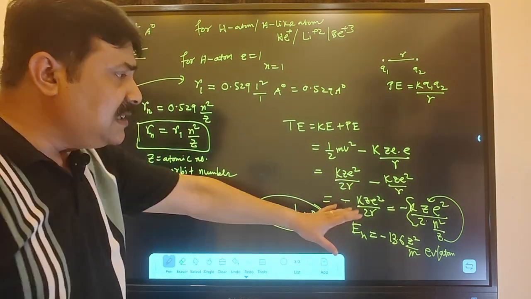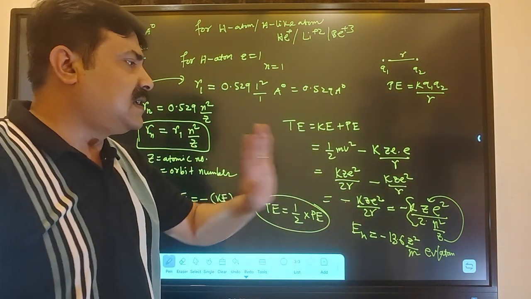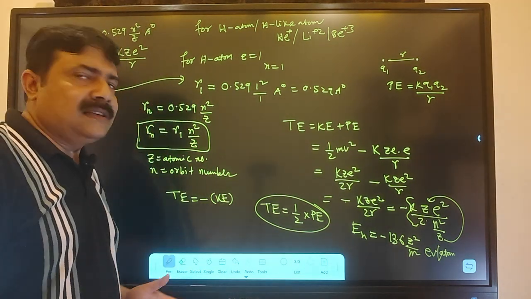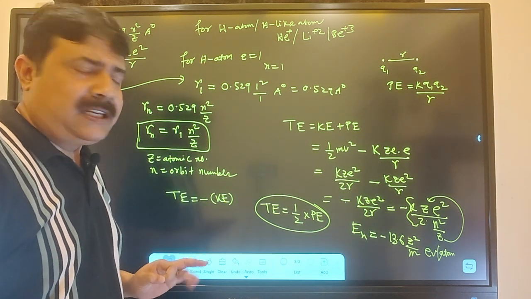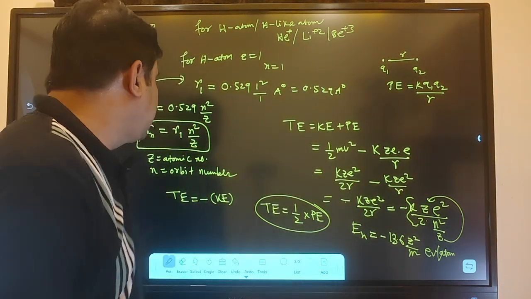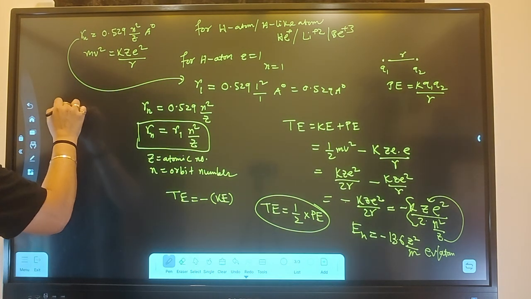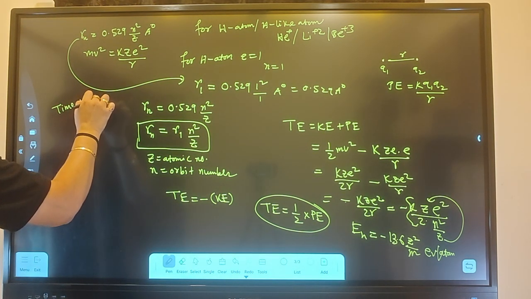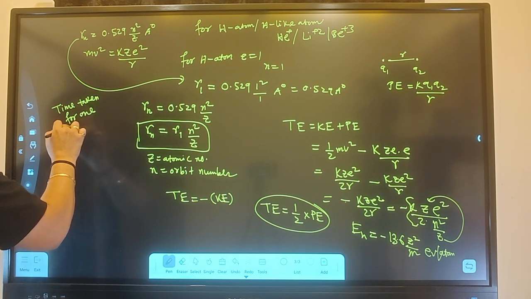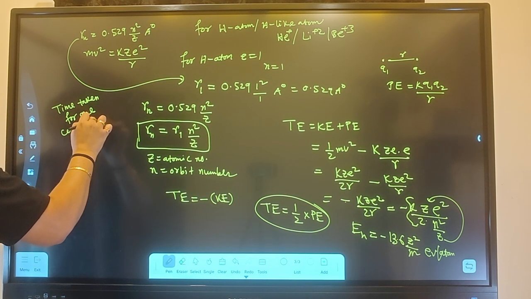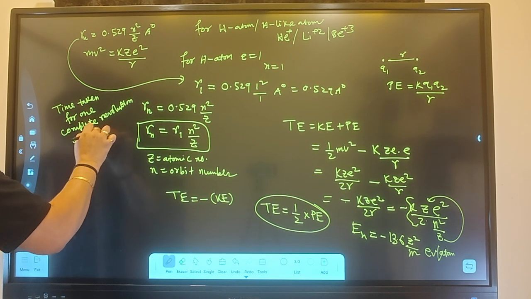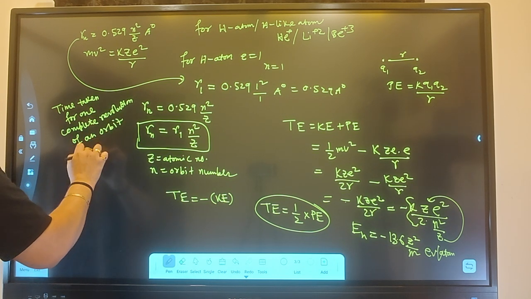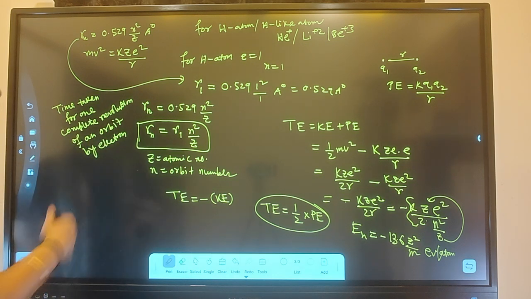Now this is the very basic idea we discussed: energy expressions, radius of the nth orbit, how potential energy and total energy are connected. All those points I told. Now the last important point: if I ask you the time taken for one complete revolution of an orbit by an electron, that value will be how much? Or how is it proportional to n and Z?